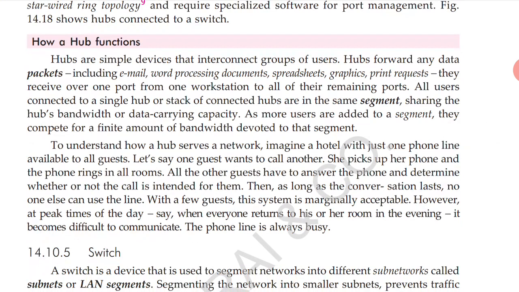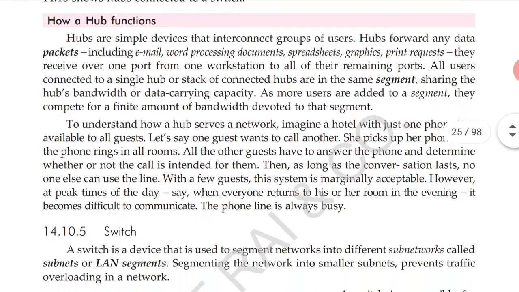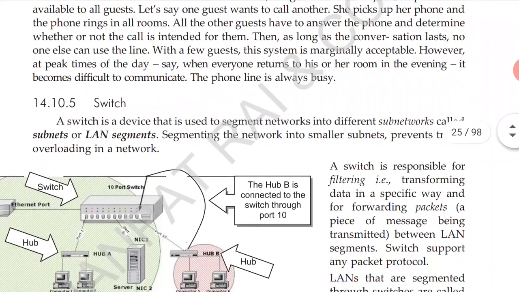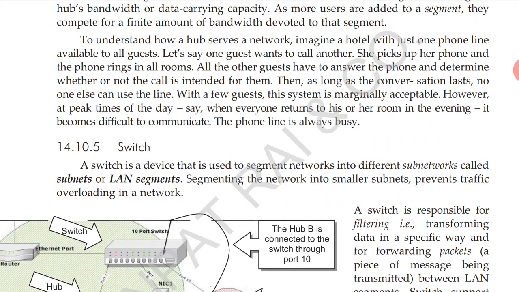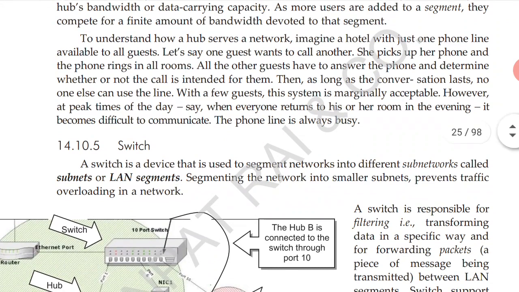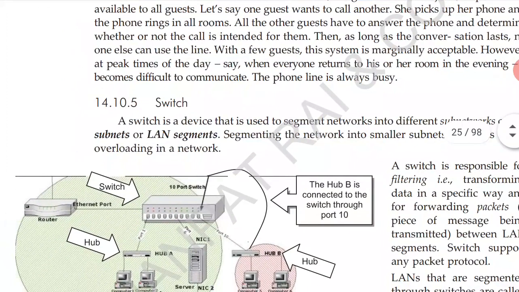So if there is a hub and there are 5 computers connected to this hub, that means the 5 computers are in a single segment. Now most hubs are not available nowadays. These are the older versions. Now it is replaced by a smarter device called a switch.